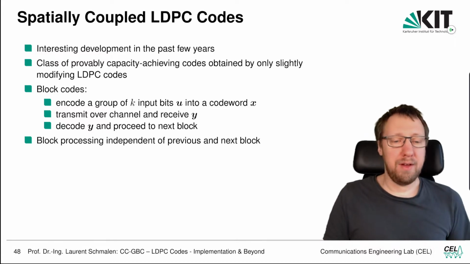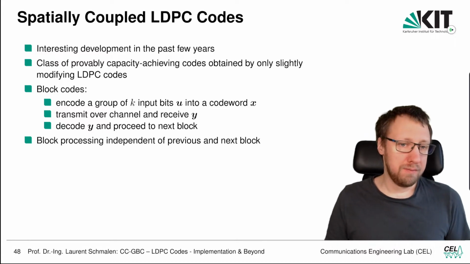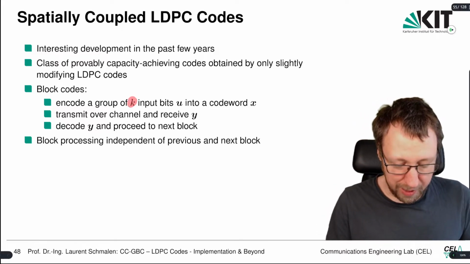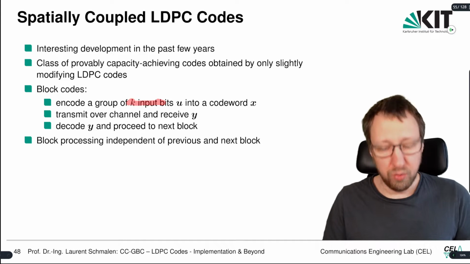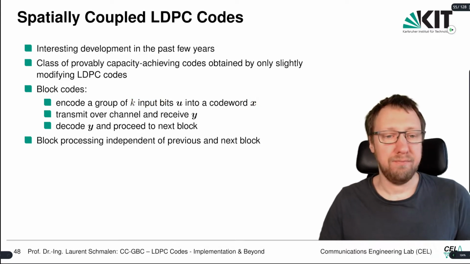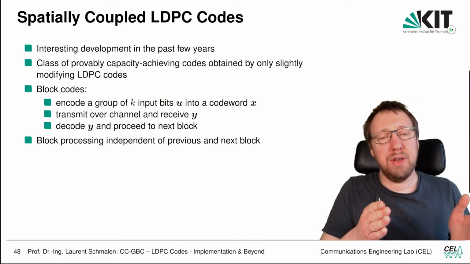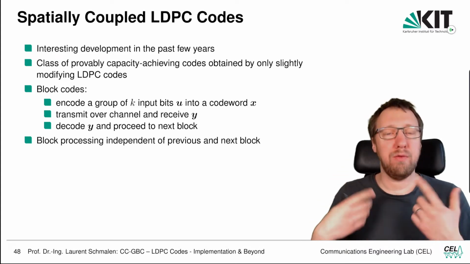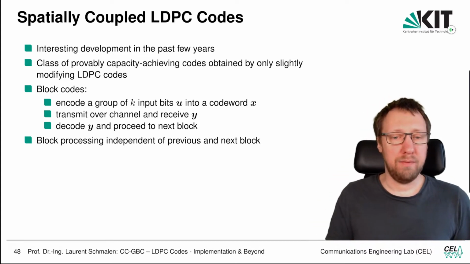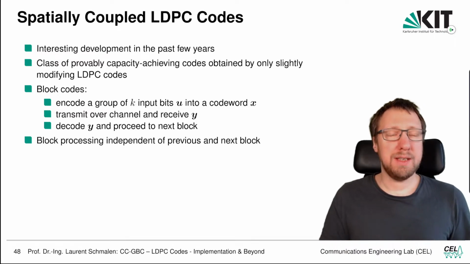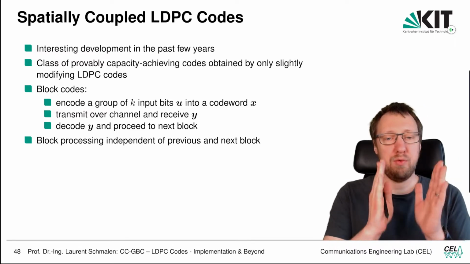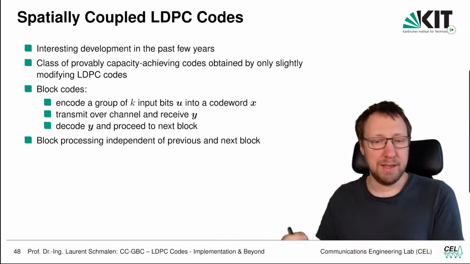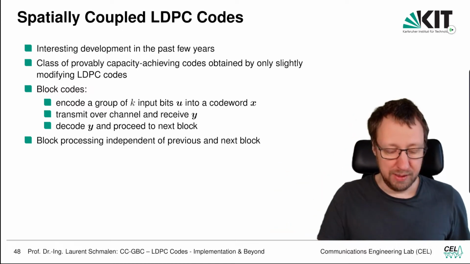So we have block codes. In block codes, what we do is we encode a group of k input bits into a code word x. Then we transmit x over the channel, we receive y, we decode y, and then we proceed with the next block. So it's essentially block processing: we process one block, then the next block, and the next block, and so on.